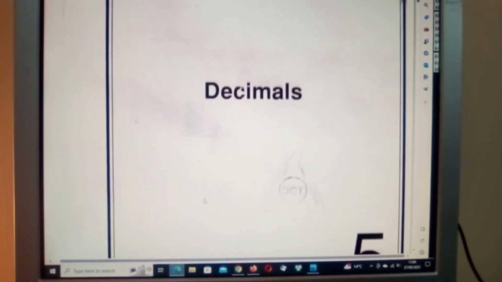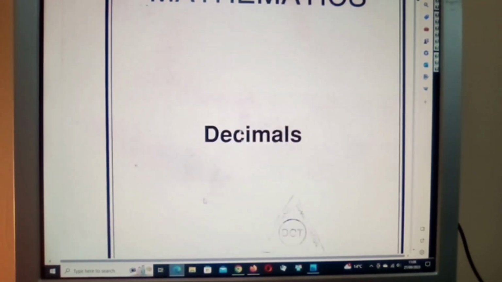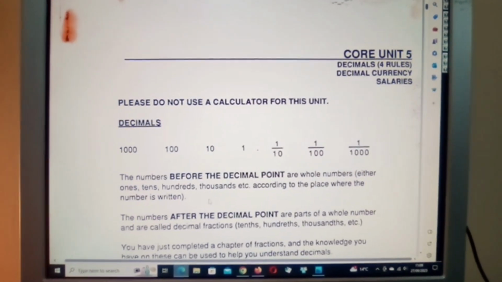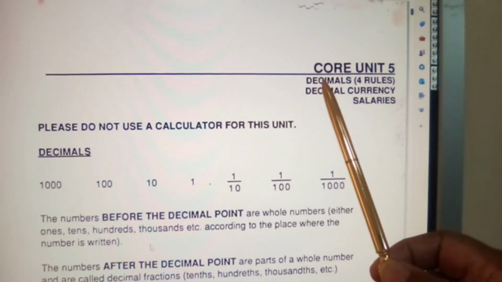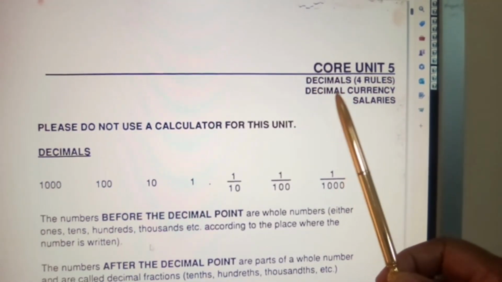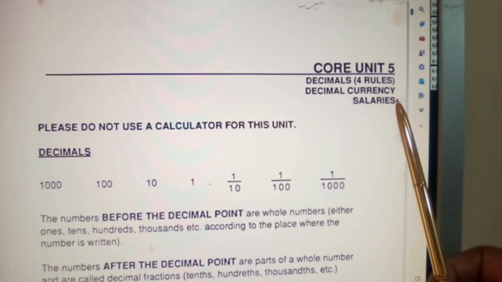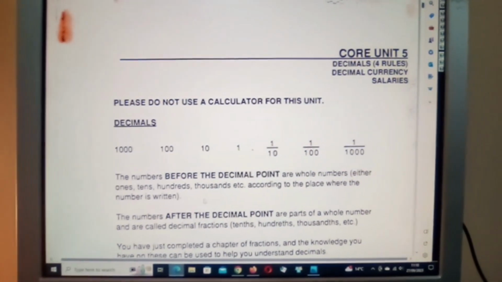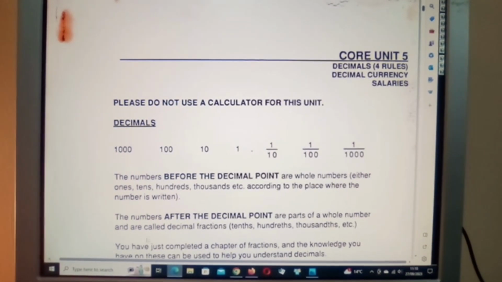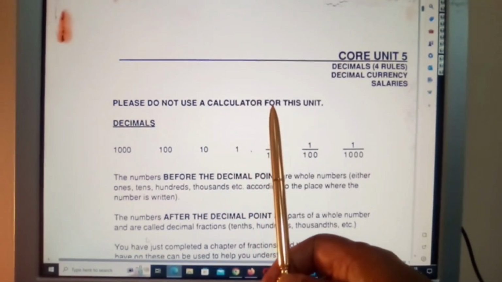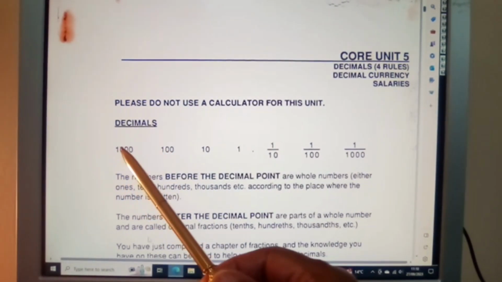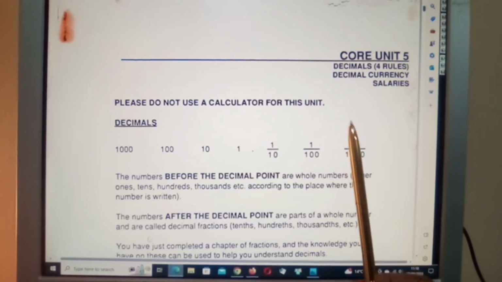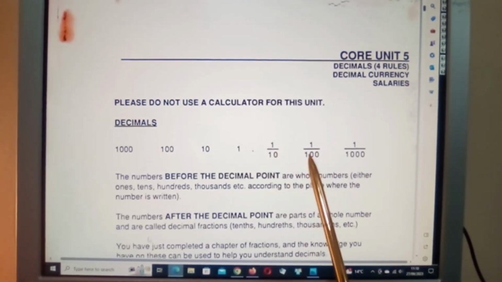Let me just make sure that you can see what we're doing. Now this is what we're going to be looking at: decimals, the 4 rules, decimal currency, and salaries. Those are hopefully the outcomes. And again here, please do not use a calculator for this unit. That's a whole number, that's a whole number, that's a fraction, fraction, or decimal, decimal, decimal.